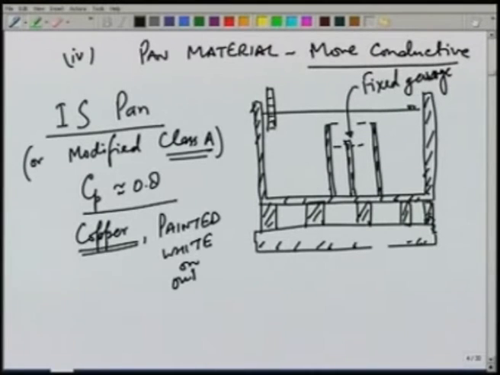While class A pan is unpainted. So there are minor differences in the size, in the painting of the surface and in the material of the pan. Because of that, the pan coefficient, instead of 0.7 for class A pan, the modified class A pan has a coefficient of 0.8.